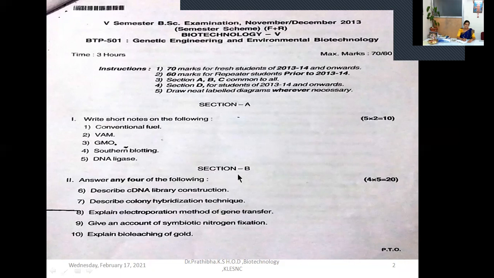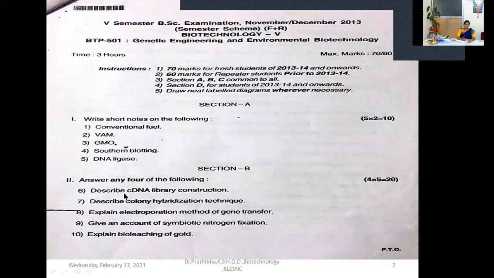Okay, Section B, answer any 4 of the following. In section 1, you need to write all the answers, all 5 questions. Whereas the second main, answer any 4 of the following. Okay, so here you have questions 1, 2, 3, 4 and 5. So any 4 you need to answer. Okay, each answer carries 5 marks, so total 20 marks here.